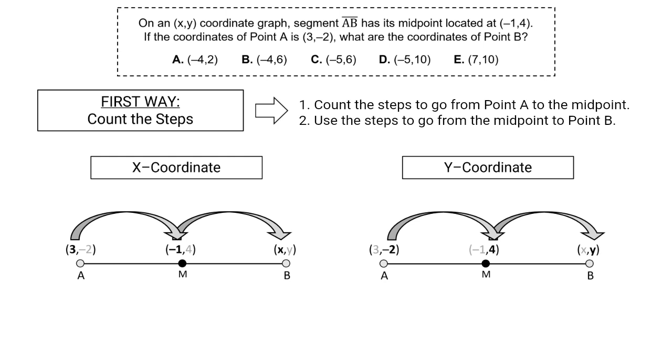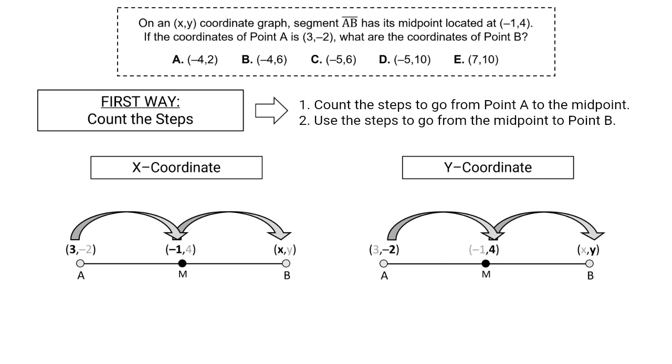In other words, you use the number of steps it takes to get from point A to the midpoint and use those same number of steps to get from the midpoint to point B. Let's start with the x coordinates. We need to get from point A to point M, in other words, from 3 to -1.